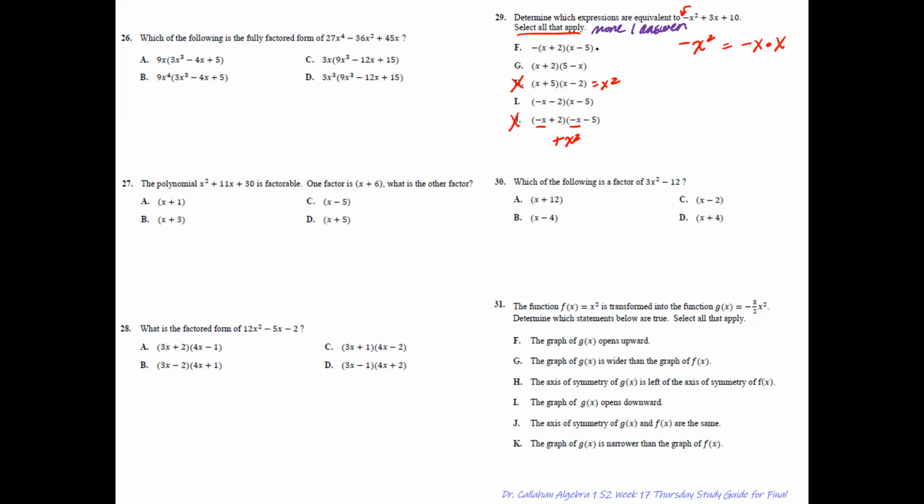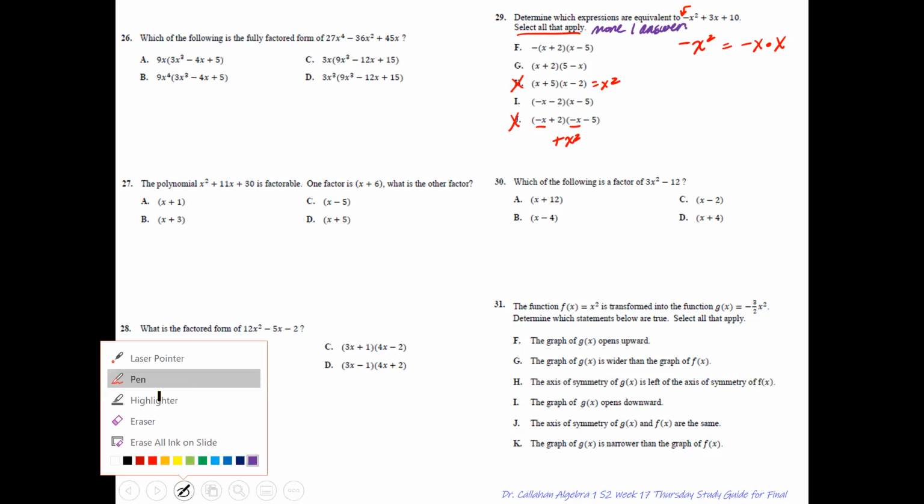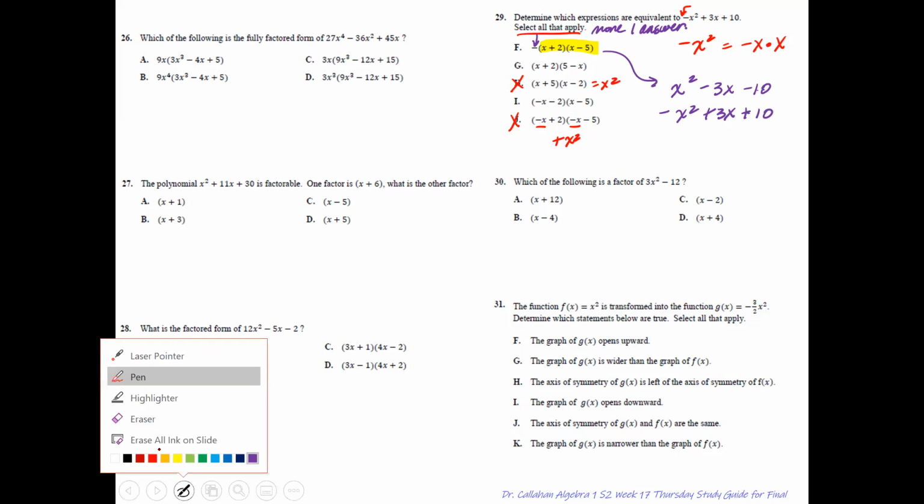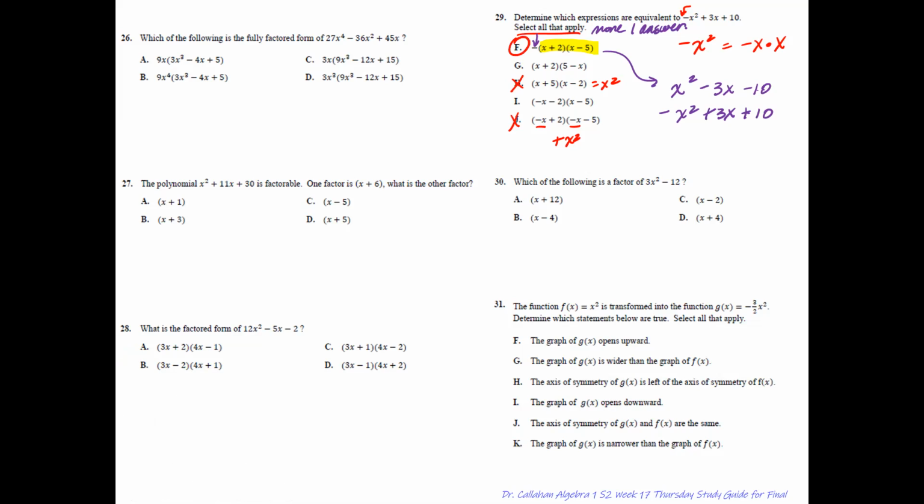Okay, so then let's take a look at f. For f, you will have to FOIL that first. If I were to FOIL that, I will have x squared minus 3x minus 15. But that negative makes it an opposite. So negative x squared plus 3x plus 15. Oh, I'm sorry, not 15, 10, because 2 times 5 is 10. So does that match this? Yes, it does. So then you will go ahead and circle f as one of the answers.